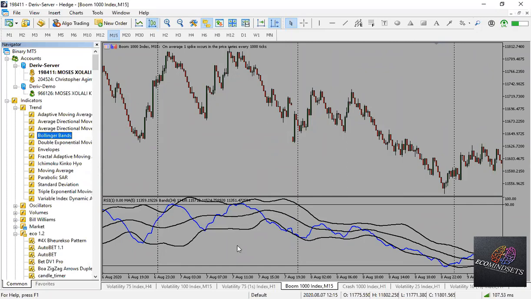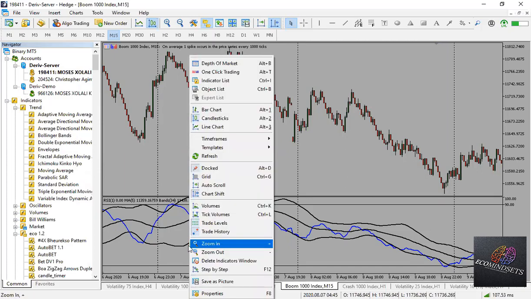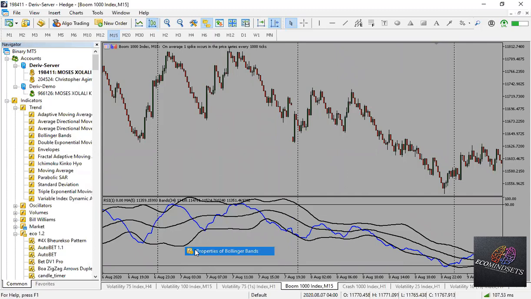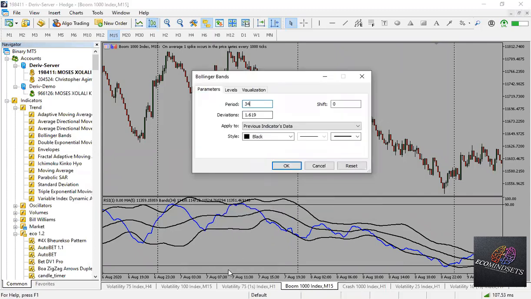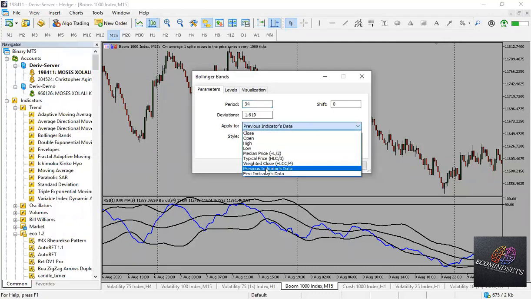Now, please, come back to the settings for the Bollinger window. So these are the settings for the Bollinger Band. We have the period 34, deviation 1.619. Apply to is previous indicator's data.